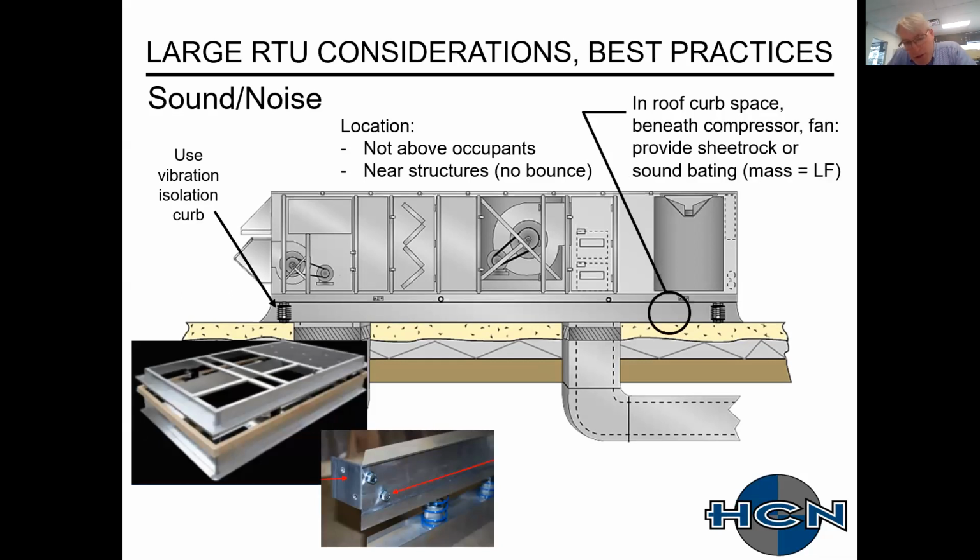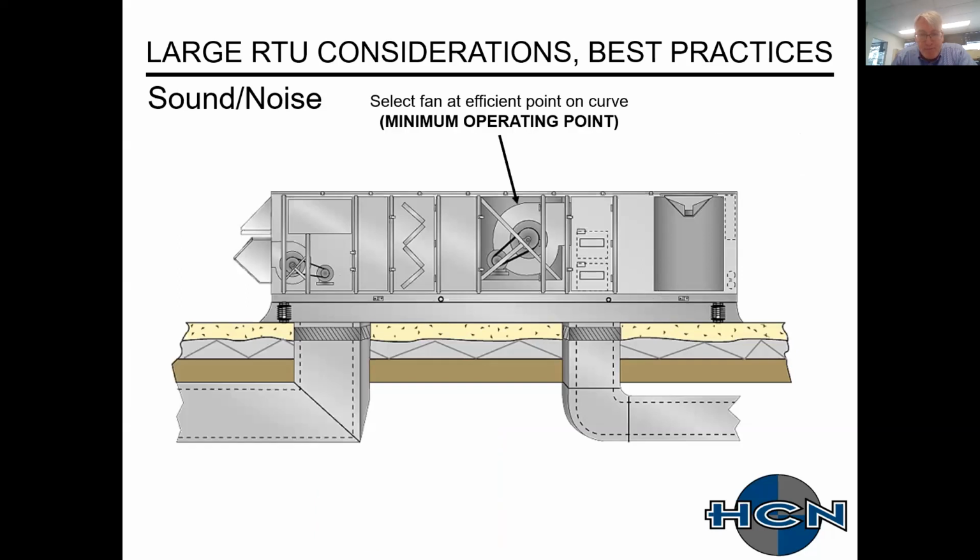And then the other little tidbit or trick is in the roof space beneath your compressor and your fans, where that's where your sound is being generated. Inside the roof curb, before the unit's obviously installed, you can put some type of sound battening or sheetrock. What you're trying to do is put some kind of not thermal mass, but just mass, so you can reduce that low frequency sound transmission.